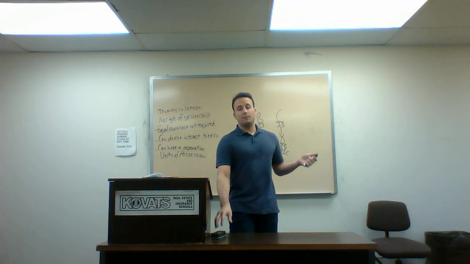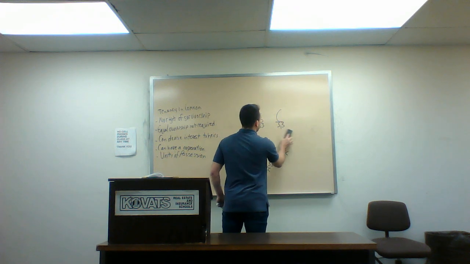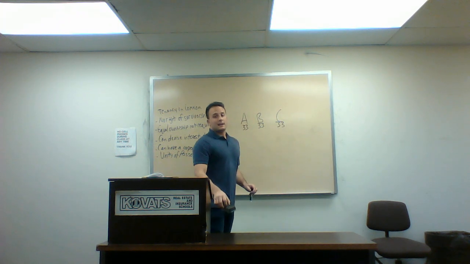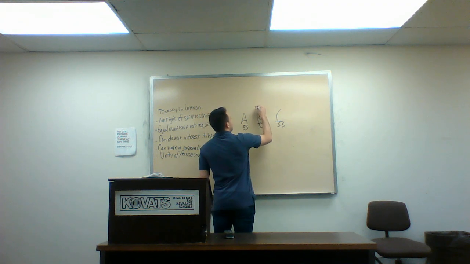So, just to put another example up here, let's say we have A, B, and C. Again, they own property in joint tenancy.